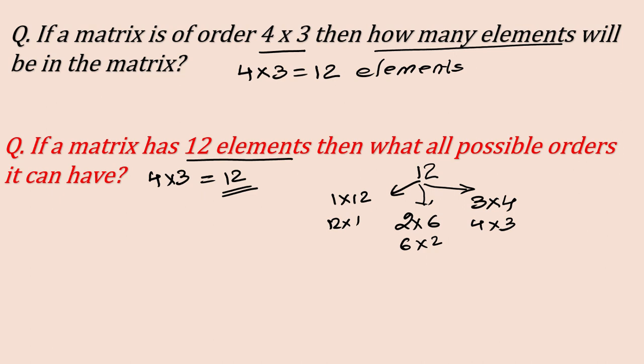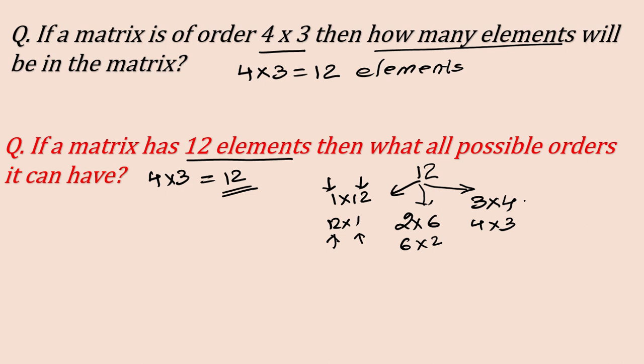Why am I reversing it here? Because in the case of a matrix, 1 by 12 and 12 by 1 are different. 1 by 12 means we will have 1 row and 12 columns, and 12 by 1 means we will have 12 rows and 1 column.